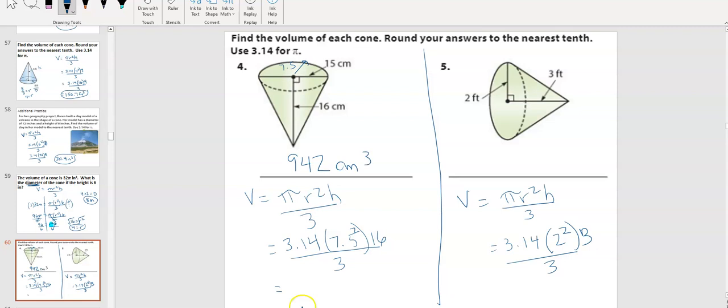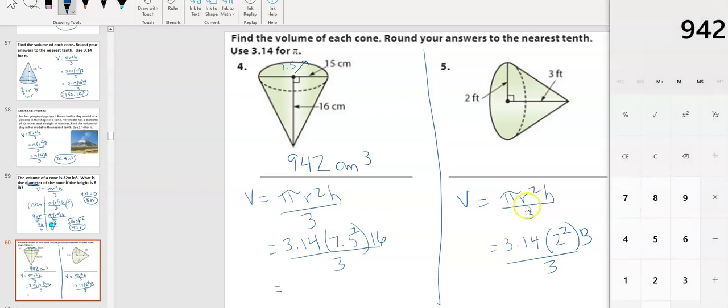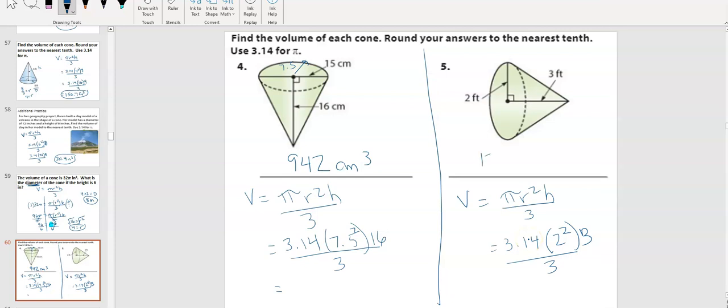centimeters cubed. Then on the other side, my radius was given, so I didn't have to do anything. I just plugged it into my equation. So I'm going to have 2 squared times 3.14 times 3, divided by 3, and you're going to get 12.6 if I'm rounding to the nearest tenth. 12.6 feet cubed. Now notice that in order to show my work, I am at least showing this part of my formula. I'm showing that I know what I'm doing and I can plug in the correct numbers.